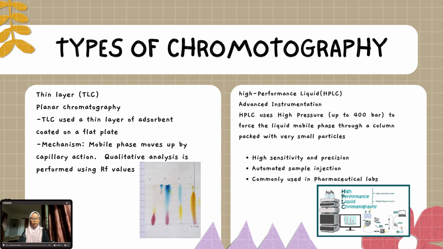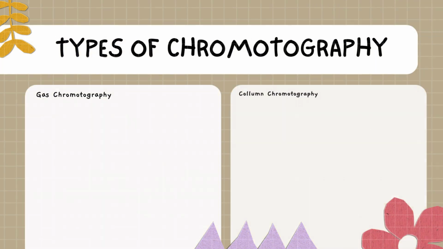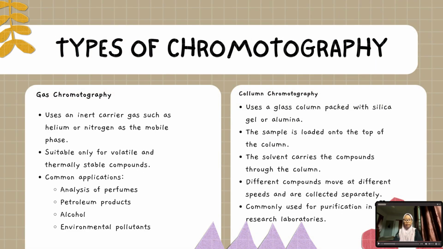Automated sample injection, commonly used in pharmaceutical labs. The third one is gas chromatography. It uses an inert carrier gas such as helium or nitrogen as the mobile phase. It's suitable only for volatile and thermally stable compounds. Common applications for gas chromatography are analysis of perfume, petroleum products, alcohol, and environmental pollutants.